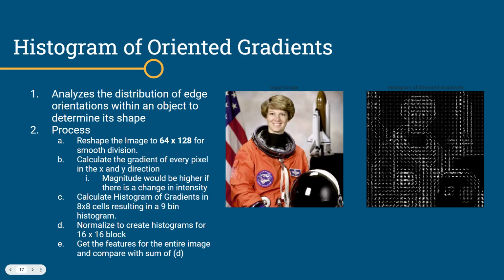All right, so we're going to get the magnitude of each. The magnitude is going to be higher if there's a change in intensity, or really a change in contrast, because we have grayscaled our image. I just haven't mentioned it here. Then we're going to calculate a histogram of the gradients in 8x8 cells, which is why it is important that we are at 64 by 128.